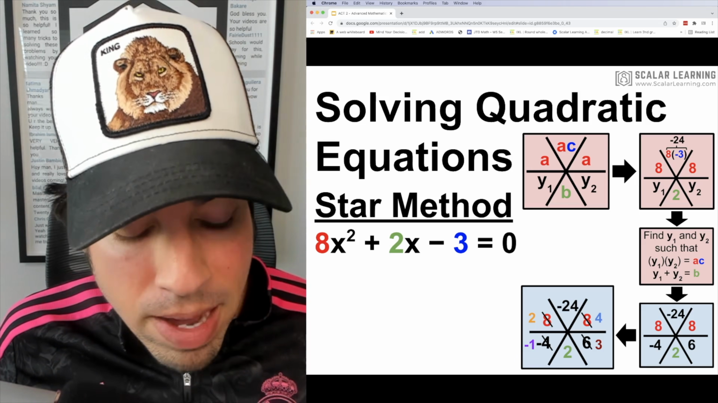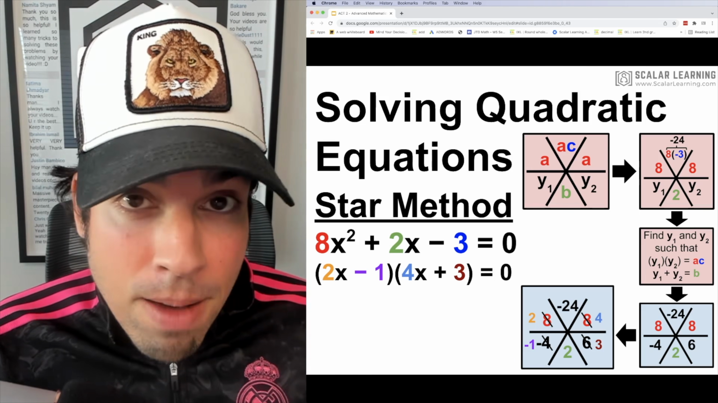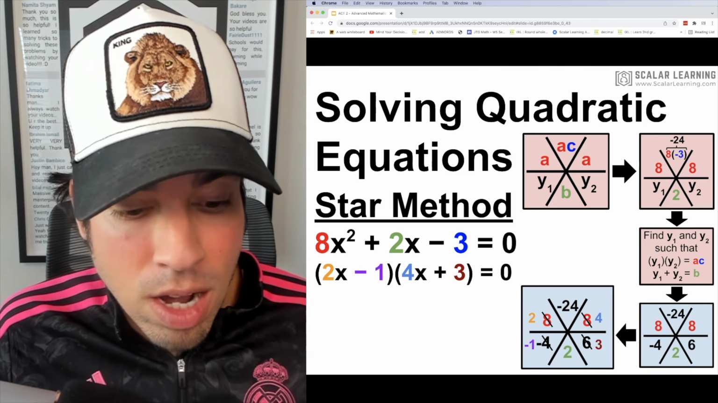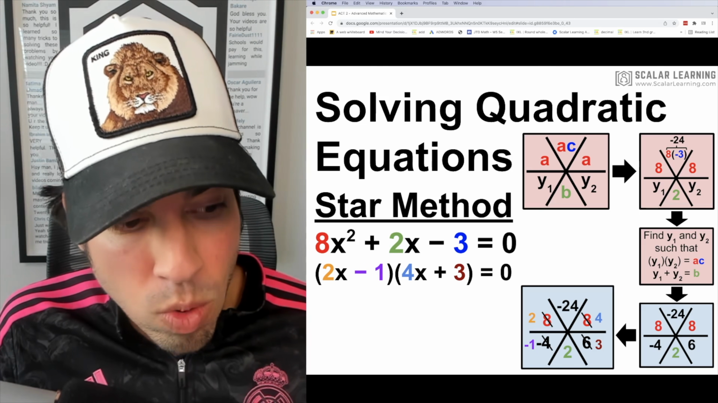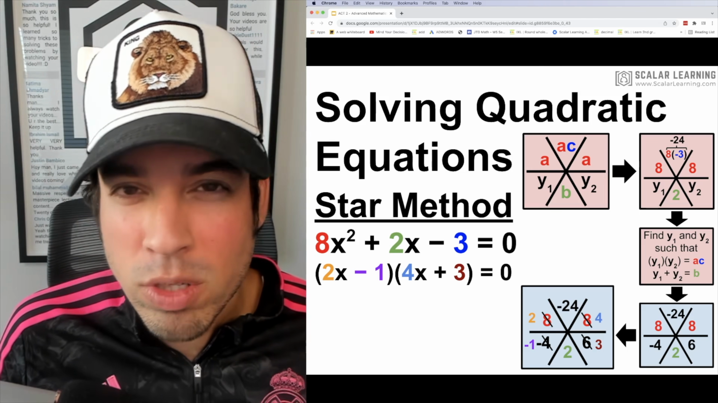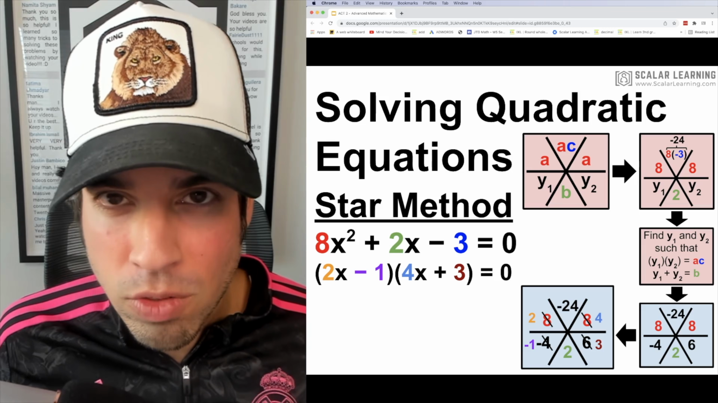So you take those values all color-coded, and we get the top value pairing up with the variable x and the bottom value as a standalone constant. So we have 2x minus 1 times 4x plus 3. And again, the order doesn't matter. It doesn't matter what goes on what side because multiplication is, of course, commutative.